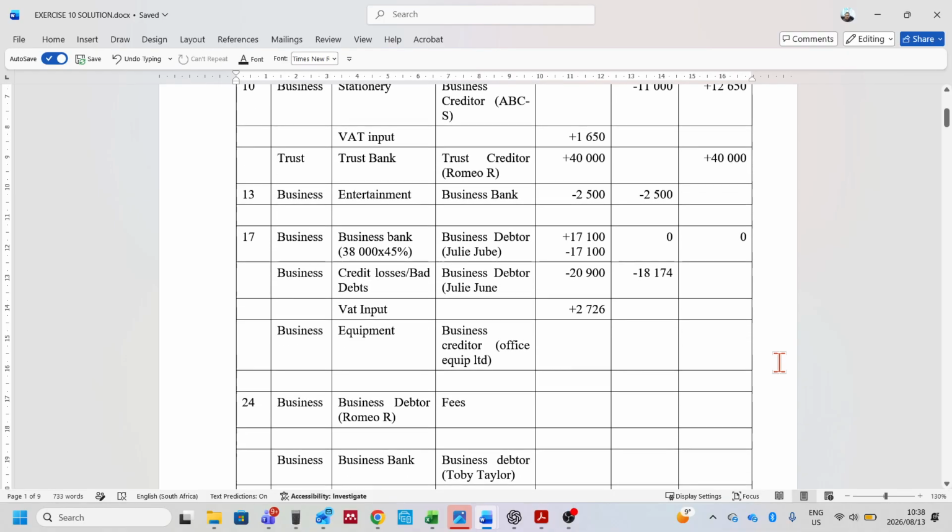So any questions with regard to this transaction? Any questions? Anyone? No one.